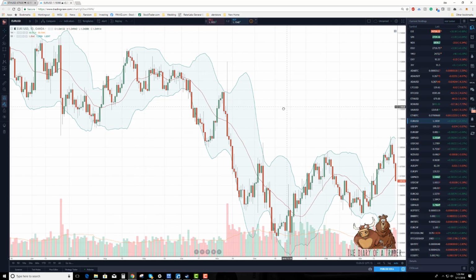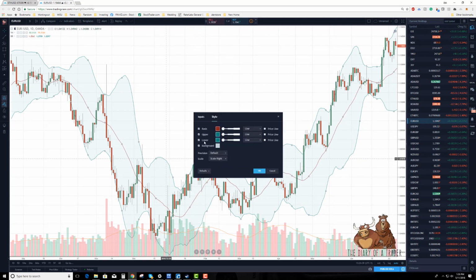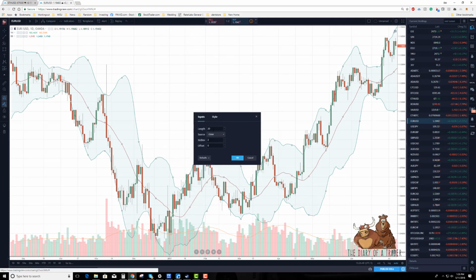Now there's three components to the Bollinger Bands. There's an upper band, a lower band, and then the middle. The middle is just a simple moving average. And TradingView has it default to 20, but I believe John Bollinger had it set to 21.